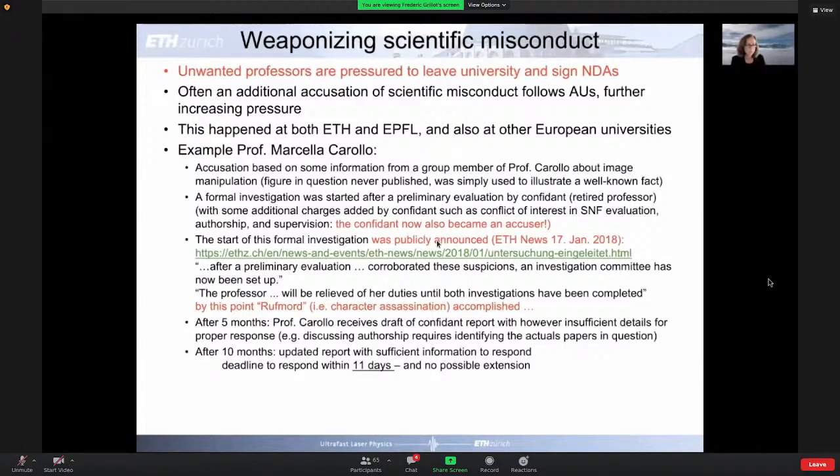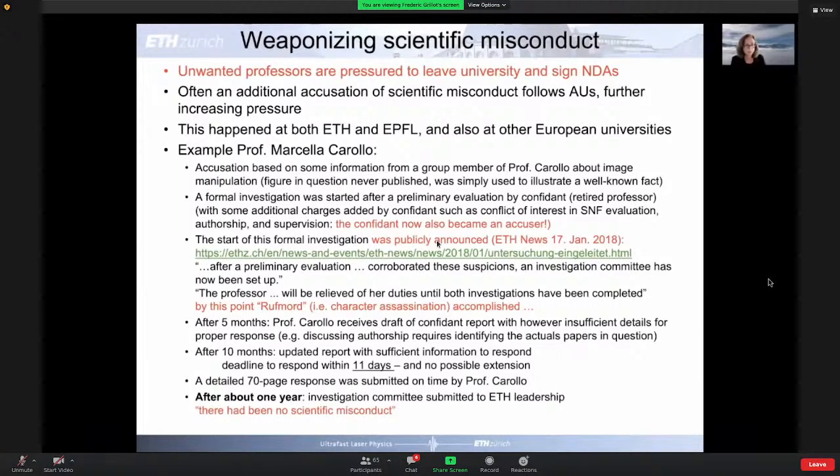Only after 10 months, she received the necessary details of accusation, and she was asked to respond to all of those accusations within 11 days. No possible extensions. She did it. A detailed 70-page response was submitted on time by Professor Carollo.